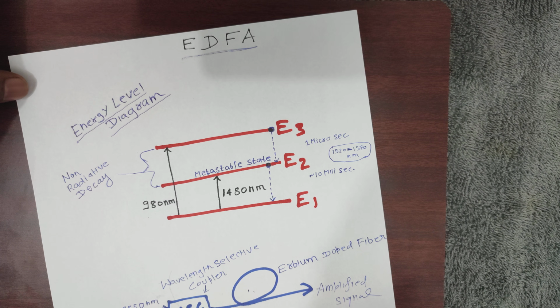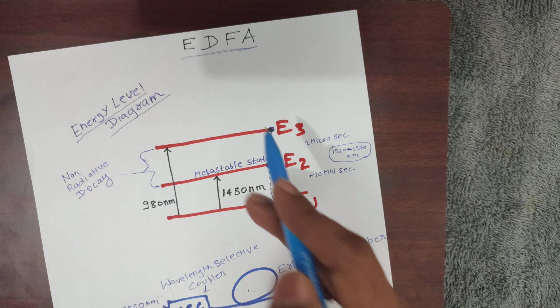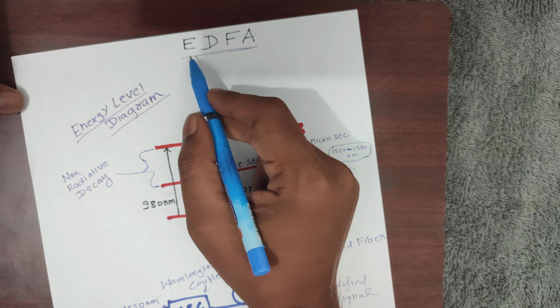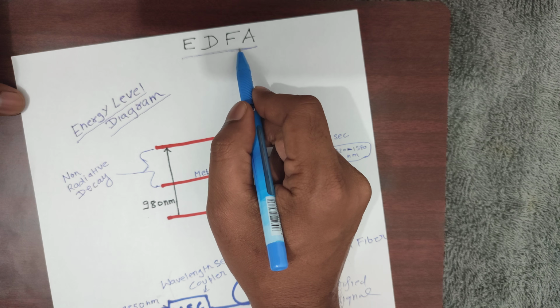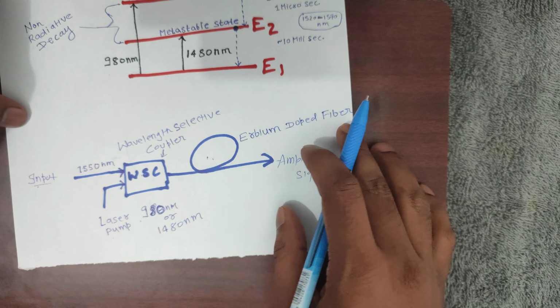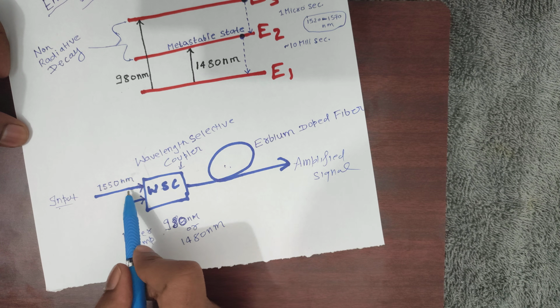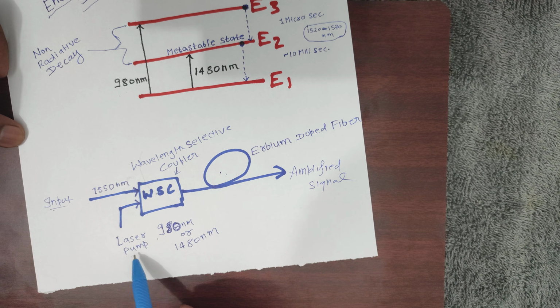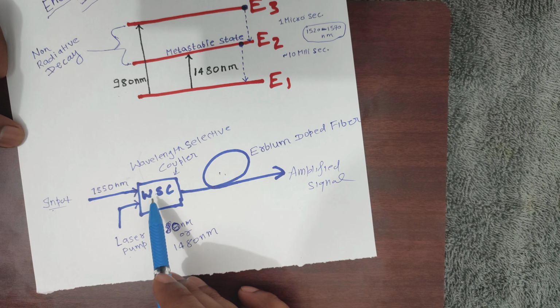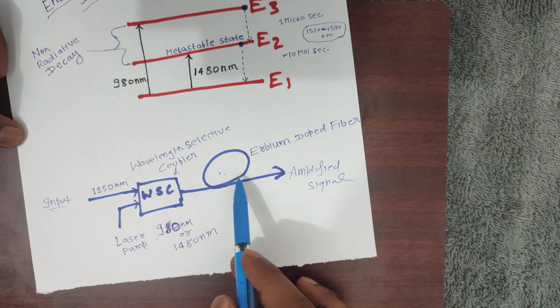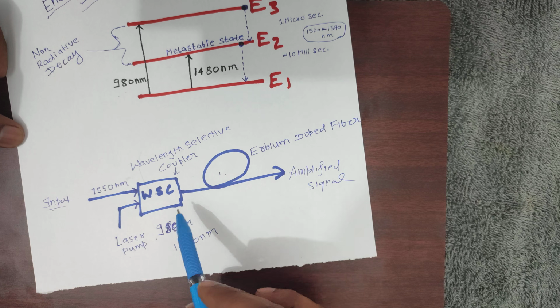As you know, EDFA is very important. It is used to amplify the signal. So we will discuss how the EDFA amplifies the signal. So see this diagram, you can see this. This is our input signal and here is the laser pump and it is the WDM and this is the erbium doped fiber.